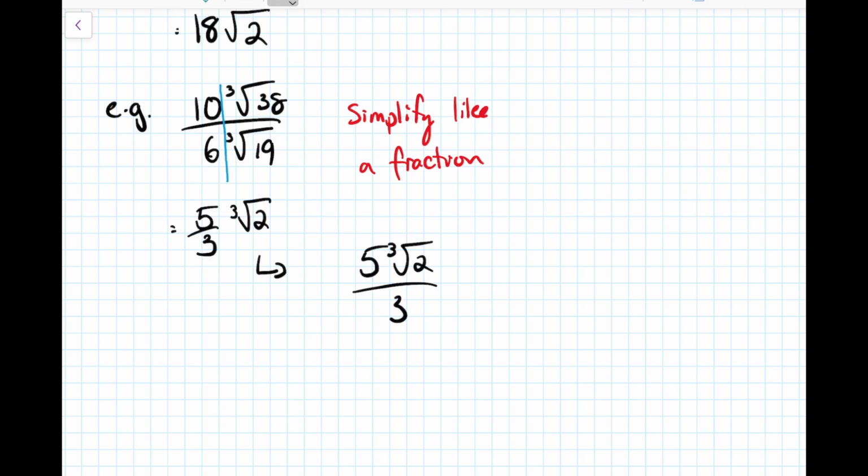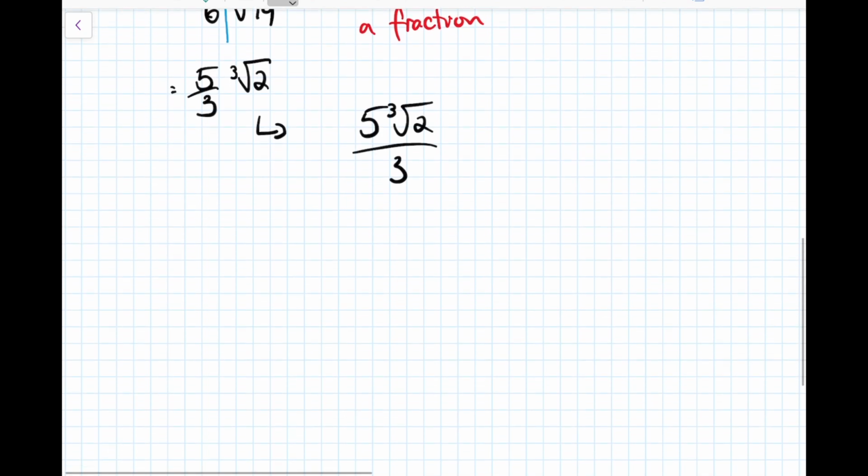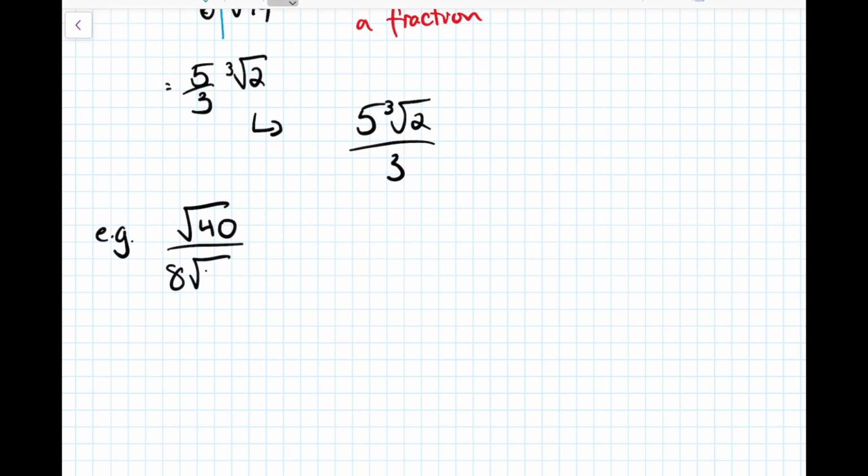And there we go. Try this next one out for yourself, see what you can make out of it, simplify it as much as you can, and we'll go from there. I'm going to give you root 40 over 8 root 45. So pause here, simplify, get this into the cleanest version you can, and then we'll try something else.